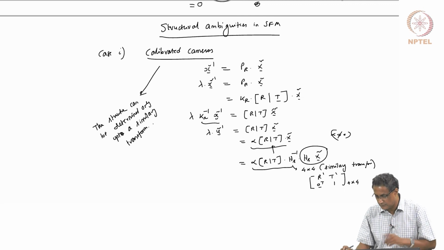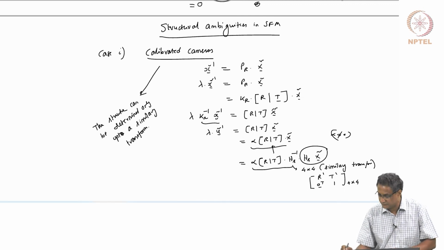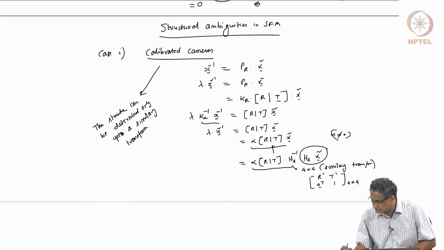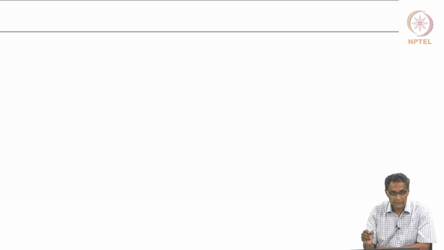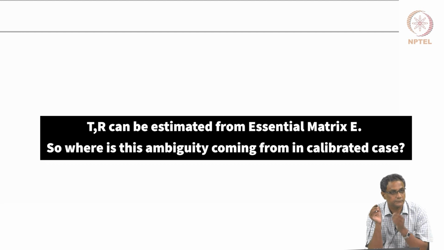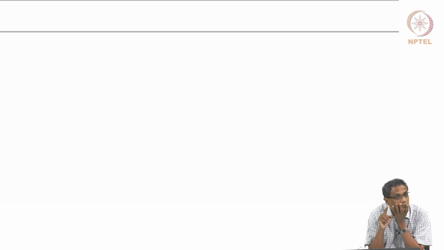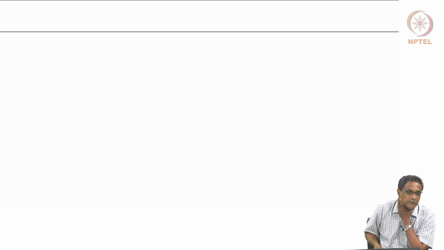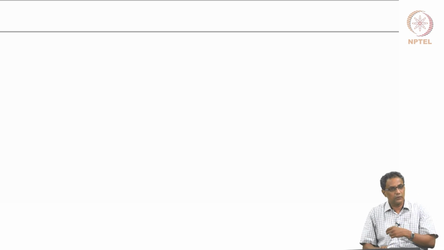So then it automatically means that if you have an uncalibrated case, surely things should be even worse, which is what happens. No, that is all if you knew E, the essential matrix. We did not know E, right? Okay, yesterday was actually a calibrated case. Okay, go on.